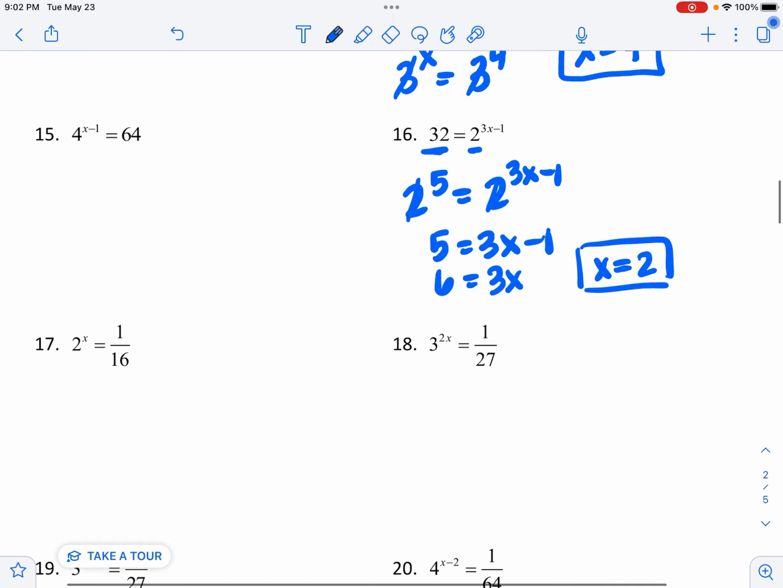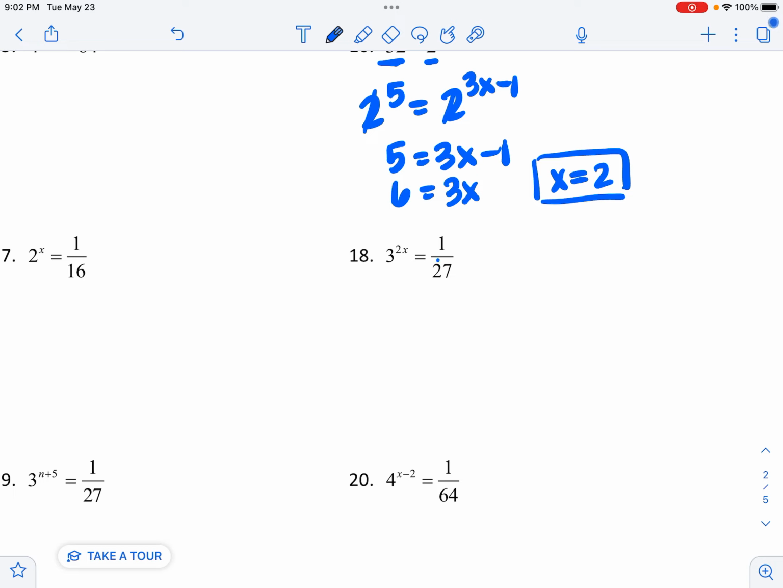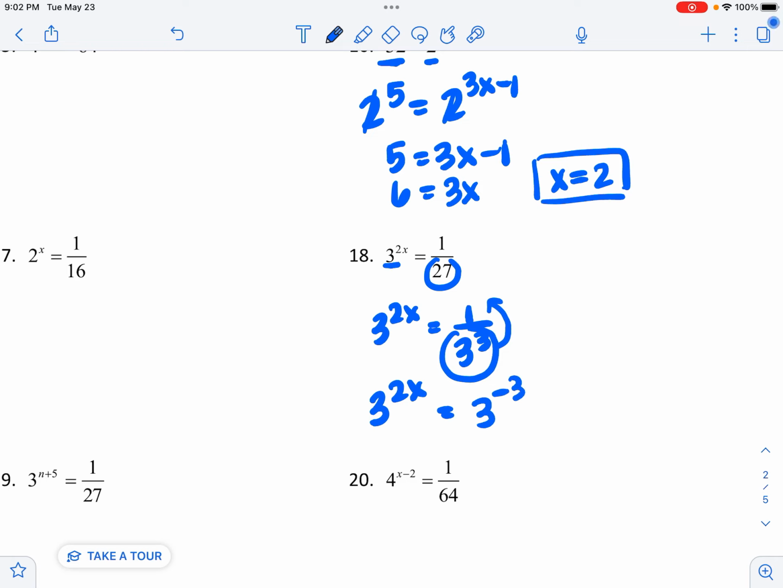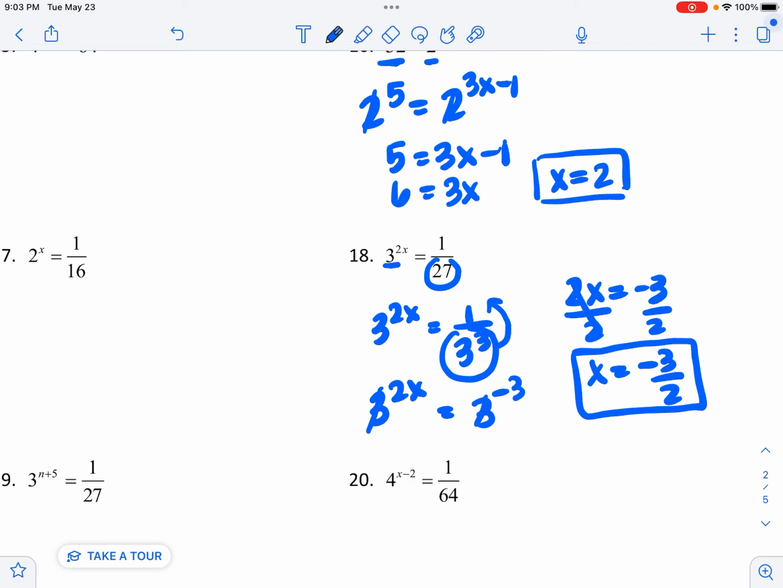All right, number 18. Again, I want to make the bases the same. Start with the bigger number here, this 27. I want to rewrite it as a 3. So you guys, I know that 27 is 3 to the 3rd. But look, I want the bases to both be in the numerator. This base is in the denominator, so the way to bring this up is to rewrite it as 3 to the 2x equals 3 to the negative 3rd. Now that my bases are the same, I can cross them out. And the equation I have left is 2x equals negative 3. If I divide both sides by 2, now look, not a pretty answer, right? It's negative 3 over 2. But that's okay. You're not always going to get pretty answers. It is what it is.